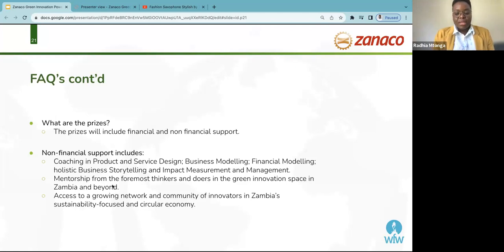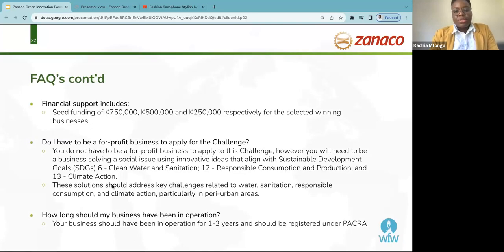I think this is something that's exciting for me, that sustainable businesses will have their own examples to refer to and their own financial models, for example, to follow. And then you also receive access to a growing network of community innovators in Zambia, sustainability focused and circular economy. I've already talked about the prize money. So that's the prize money that will be received by the 3 businesses.